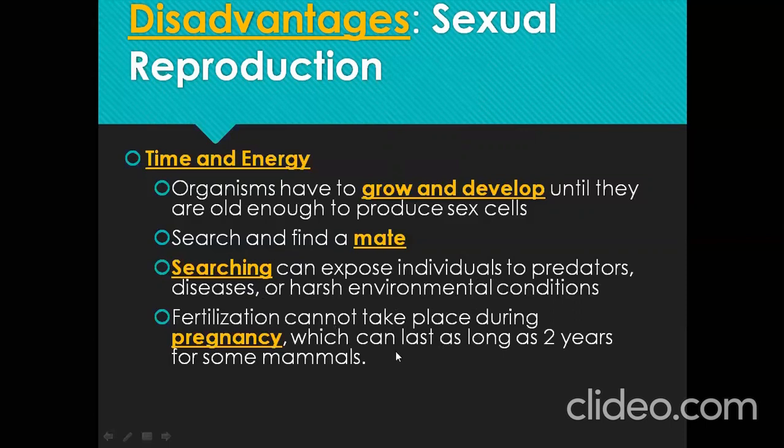Fertilization cannot take place during pregnancy, which can last even as long as 2 years for some mammals. So a mammal should wait 2 years or more, because of pregnancy, another fertilization will not take place. So it means it is time consuming and needs more energy in sexual reproduction, right? All this searching, finding, and avoiding predators. So it's time consuming and needs energy. Is it clear to all?